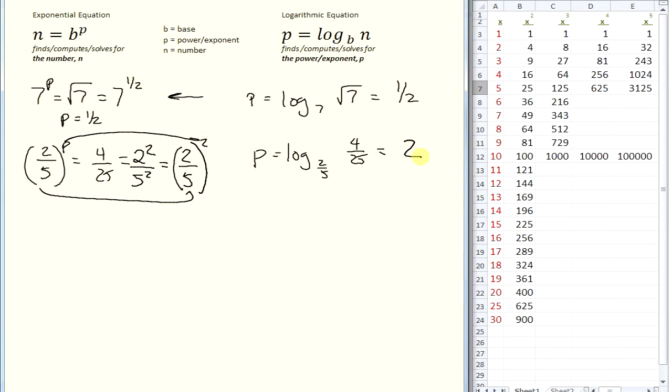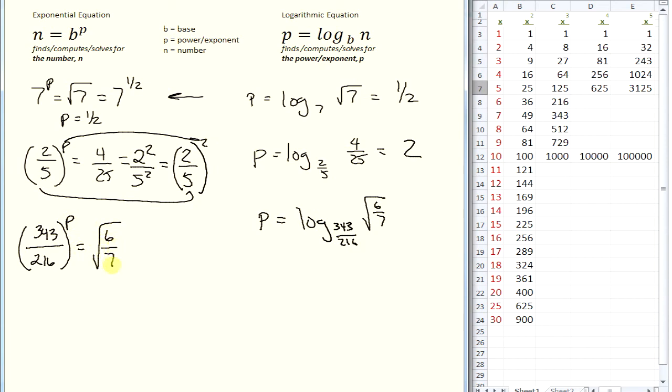We'll do one more problem at this point. Let's go for a grandiose finish. Let's say the log of the square root of 6/7 to base 343 over 216. Well, again, if I'm trying to say that's going to be my power, then the first thing I probably should write is 343 over 216 will be raised to the p, and that will equal the square root of 6/7.